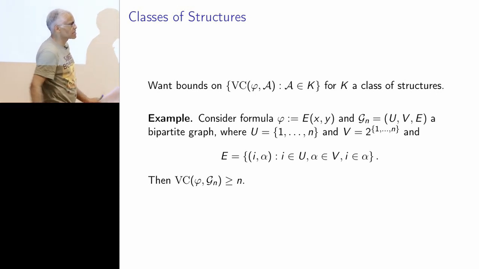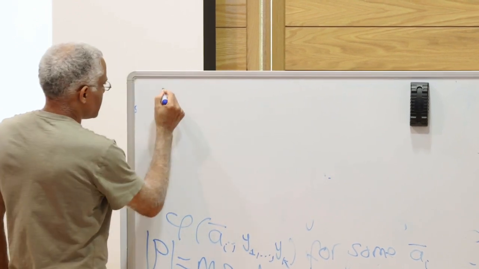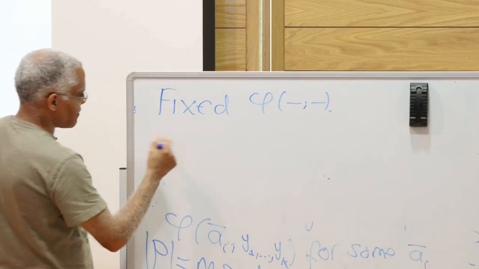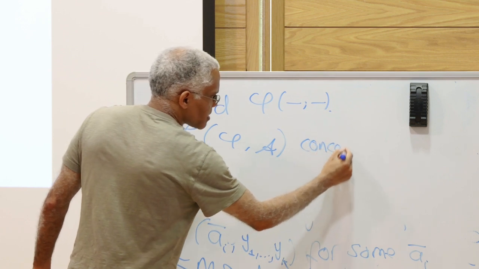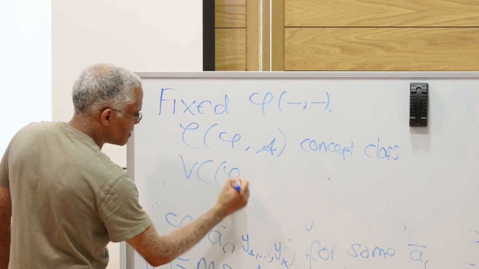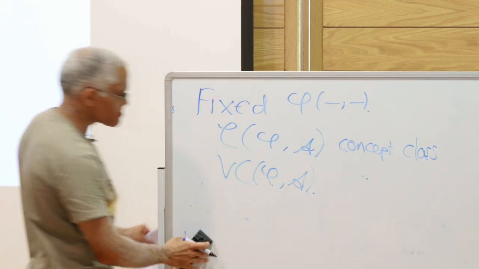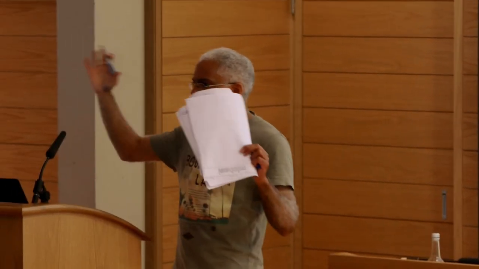There's a lot going on there, so just to recall, we've got a fixed formula, with some variables and parameters, as it were. Given a structure, it defines a concept class, and the concept class is obtained by varying the parameters to get different concepts. That concept class has a VC dimension, which we're calling VC of phi on A. I've just pointed out that if you fix the structure, like the real field, then every formula has a finite VC dimension. Now what I want to do is keep the formula fixed, but let the structure vary, and I'm interested in an upper bound on the VC dimension as I let the structure vary. Okay?